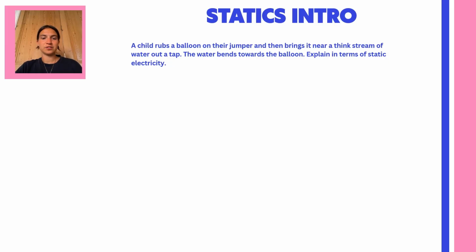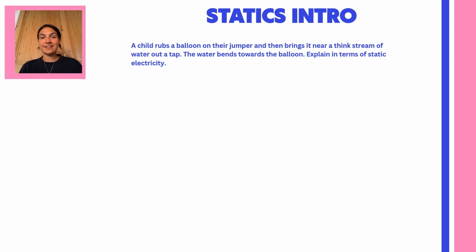Okay, let's do some electrostatics. So, first question. A child rubs a balloon on their jumper and then brings it near a thin stream of water out of the tap. The water bends towards the balloon. Explain in terms of static electricity.